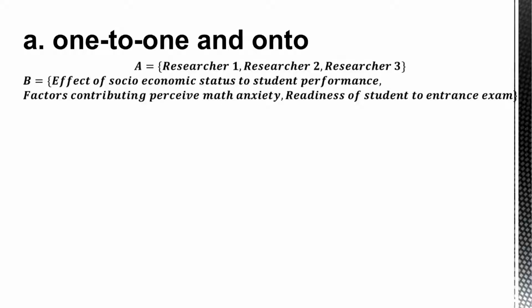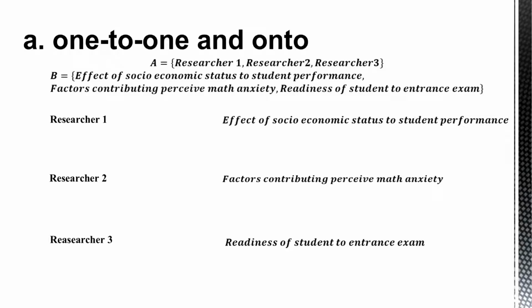Now, one-to-one and onto function. We have here our sets A and B. Our domain set A is the set of researchers, and codomain set B is the set of thesis titles. From domain A, we have researcher 1, 2, and 3, and in codomain B, we have thesis titles, and these are effect of socioeconomic status to student performance, factors contributing perceived math anxiety, and readiness of student to entrance exam.